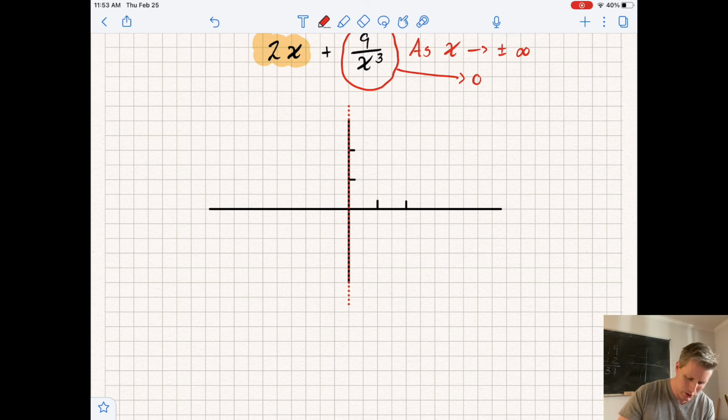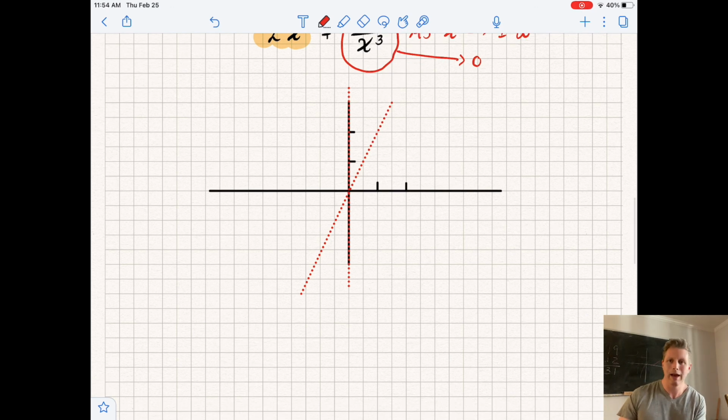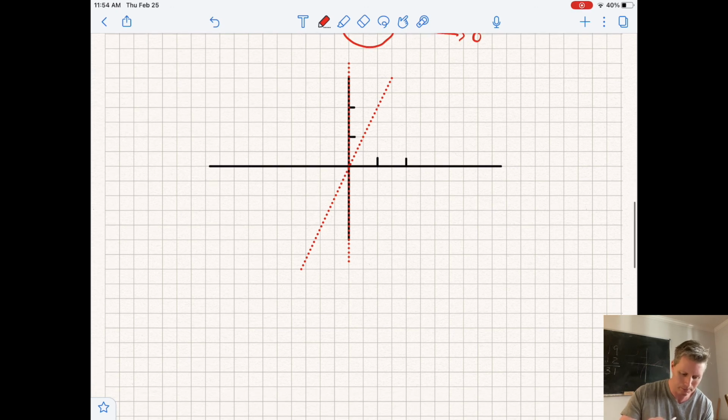And my oblique asymptote was 2x, so that is a line that goes through the origin with a slope of 2. So slope of 2 through the origin will look something like this. I can go in this direction here and there, right? So that will be my oblique asymptote, positive slope of 2 through the origin. And so those are my asymptotes, and my graph is going to be bound by those asymptotes, essentially.